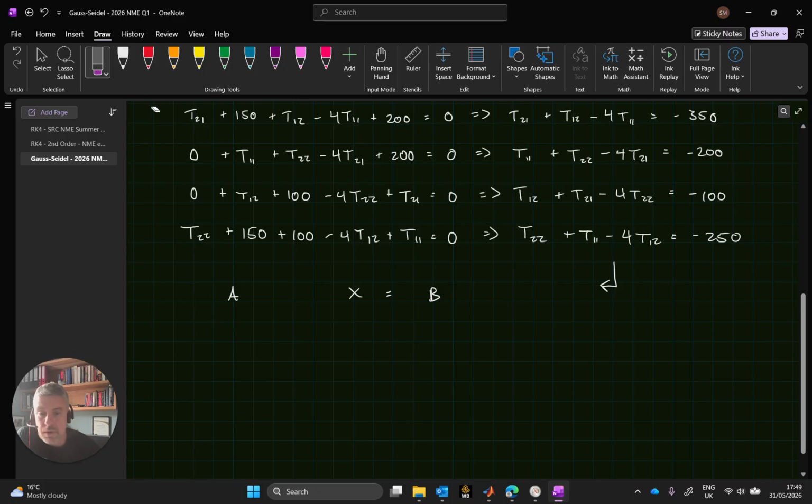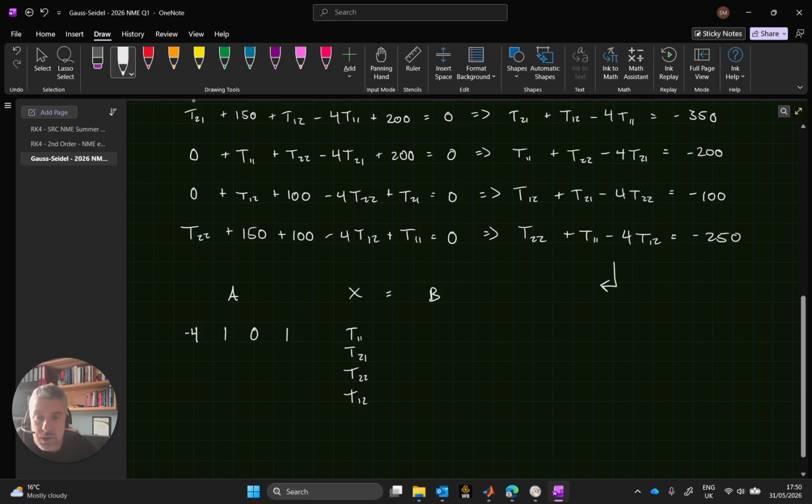Let's see if I can write them up on the lines a little bit better. T11, T21, T22, T12. Let's see how we go. So in A, how many T11s do I have in my first equation? I have -4 T11s. T21s, I have one T21. T22, I have no T22s. And the T12, I have one T12.